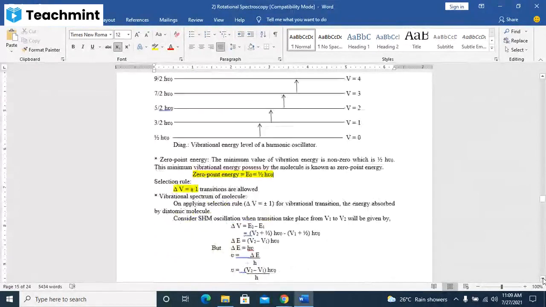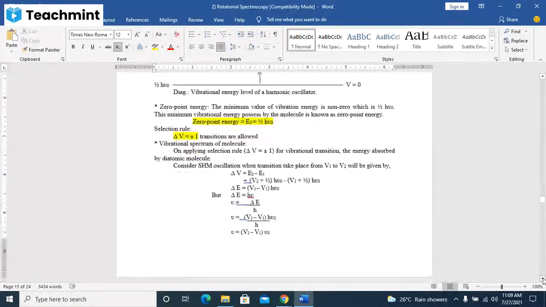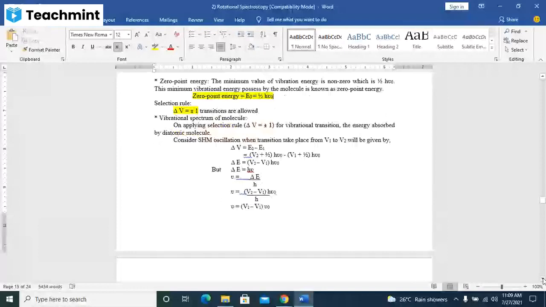Then we have to see the vibrational spectrum of the molecule. On applying the selection rule, we will get the vibrational transitions and the energy absorbed by the diatomic molecule. Considering SHM, simple harmonic motion oscillation, when the transition takes place from v1 to v2, the energy change will be given by delta E is equal to E2 minus E1. Now what is E2 and what is E1? We have to take the energy corresponding to the first level and the energy corresponding to the second energy level.